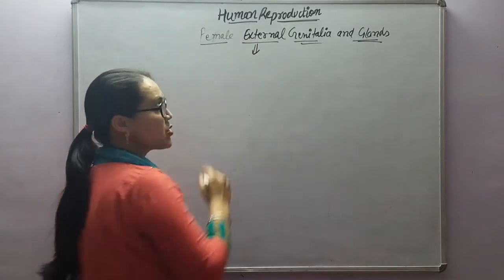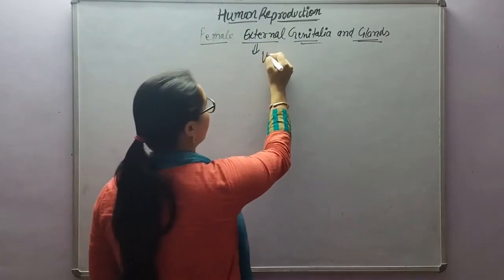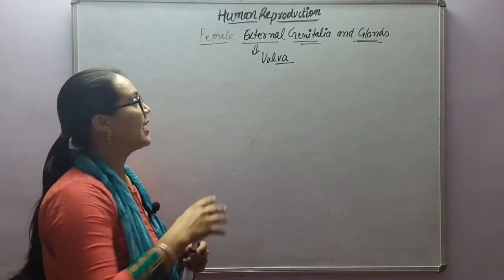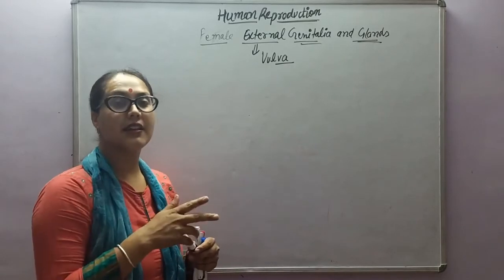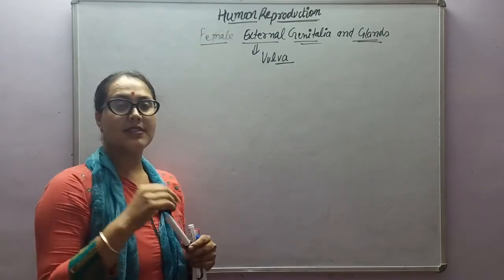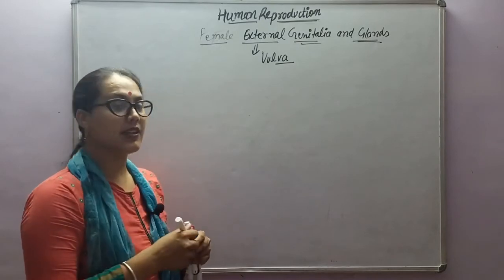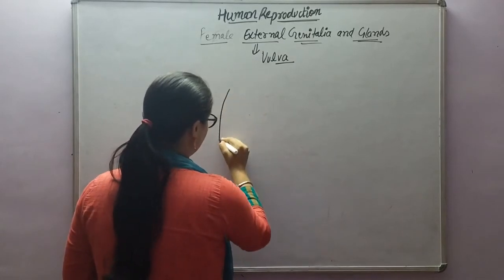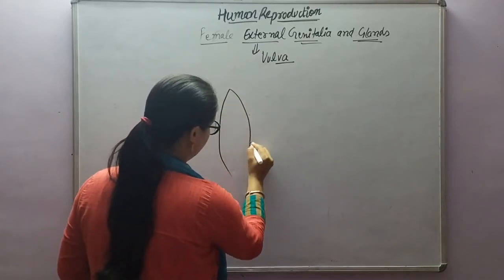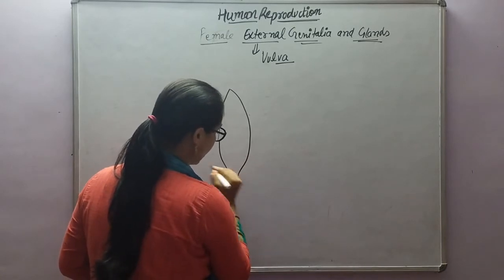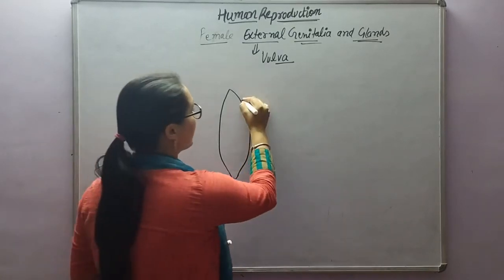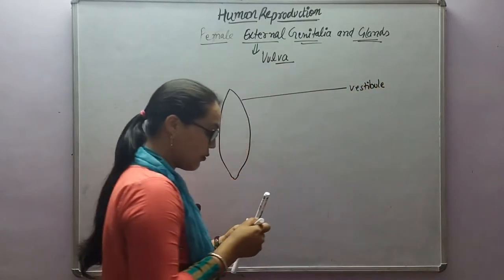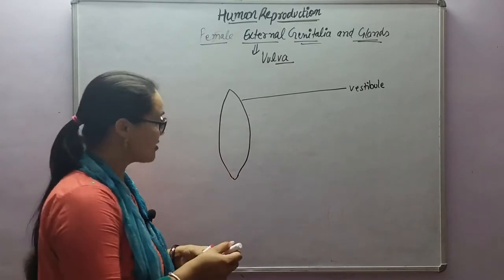External genitalia, in case of female, is known as vulva. So what is vulva? Vulva is the external genitalia, and let us see what all we can see in the vulva. Vulva is basically a depression-like structure, like this. This depression-like structure is known as the vestibule.